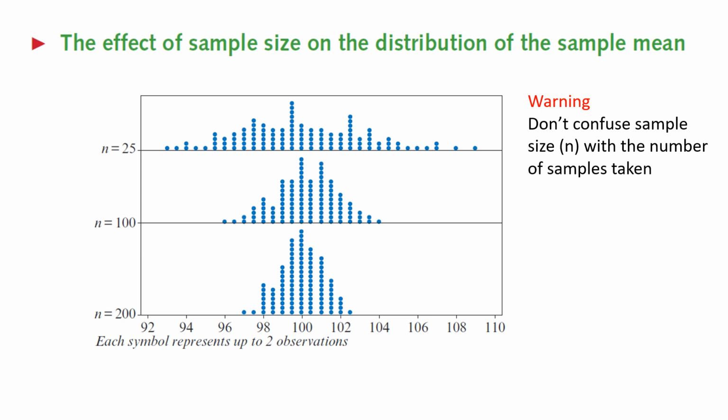But you can see the effect of the sample size on the distribution. We get a better sense of the average for the population, and in fact, it starts to cluster around it. So we get less spread, and the sample means start to cluster around the actual average of the population. Interesting.